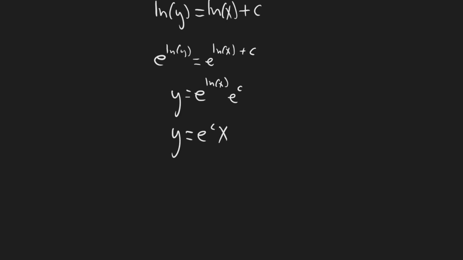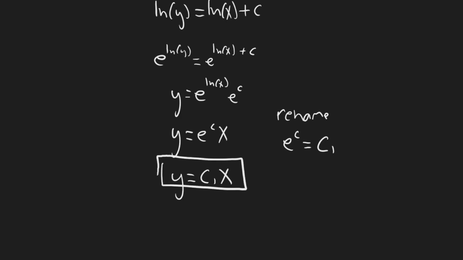And going back to the renaming, let's rename e to the c, which is just a constant, right? It's just a number. We have no idea what it is because we don't have any boundary conditions. So we can just rename it anything we want. Let's rename it c1, a new constant. So that means y equals c1x. Boom.